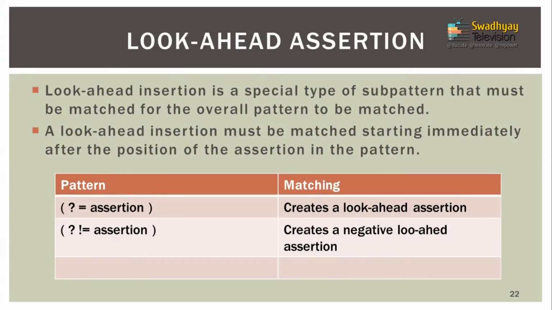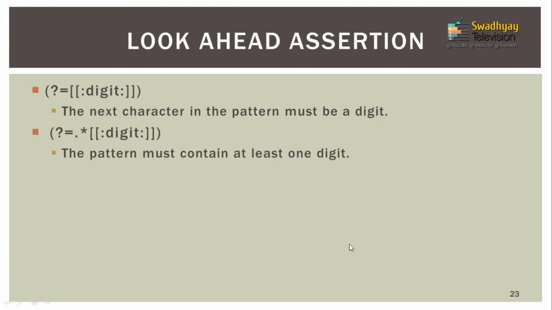A look ahead assertion is a special type of subpattern that must be matched for the overall pattern to be matched. A look ahead assertion must be matched starting immediately after the position of the assertion in the pattern. The pattern can be question mark equal to, which creates a look ahead assertion, and question mark not equal to, which creates a negative look ahead assertion.